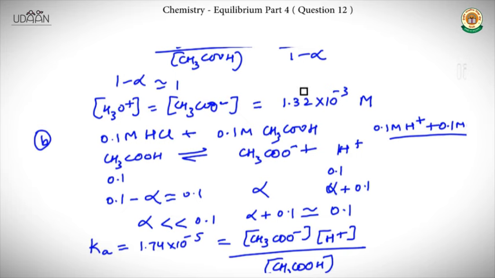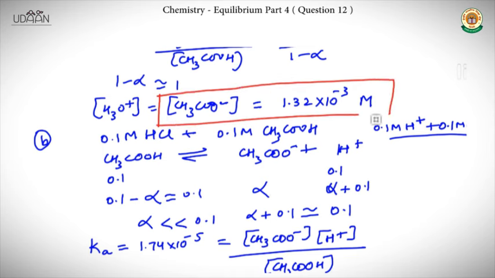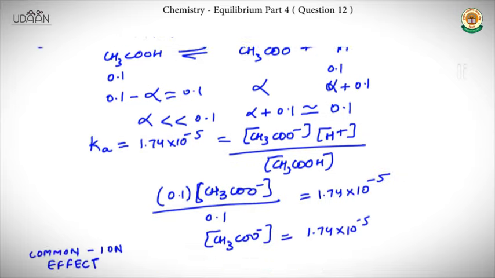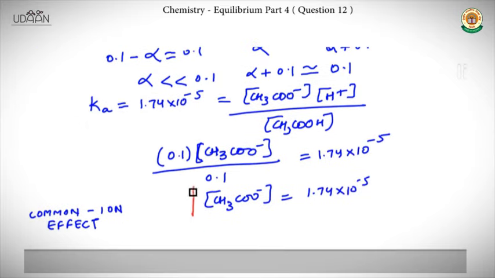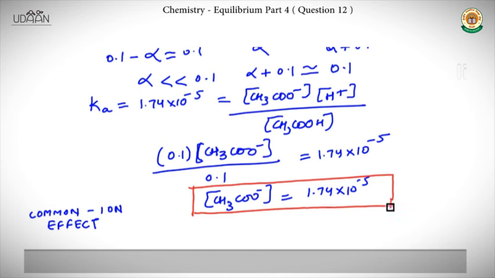As we can see, in the first case, the CH3COO minus concentration was 1.32 into 10 raised to the power minus 3. But when a common ion is present, look at the amount of decrease in the acetate ion concentration. That is because of the presence of common ion H plus from a stronger acid, HCl. So this is another very important concept in ionic equilibrium.